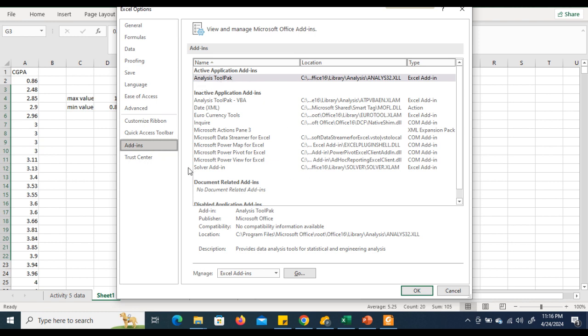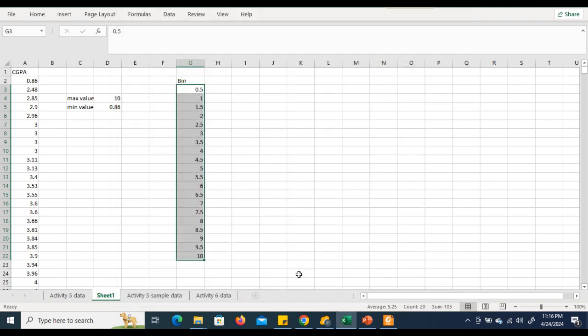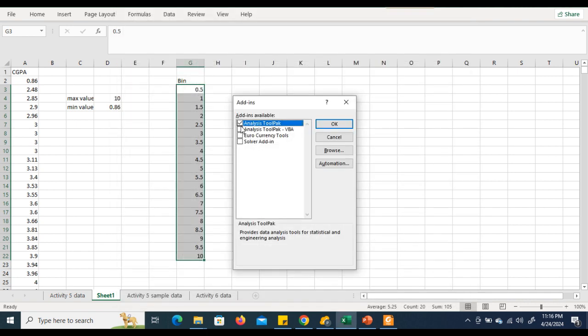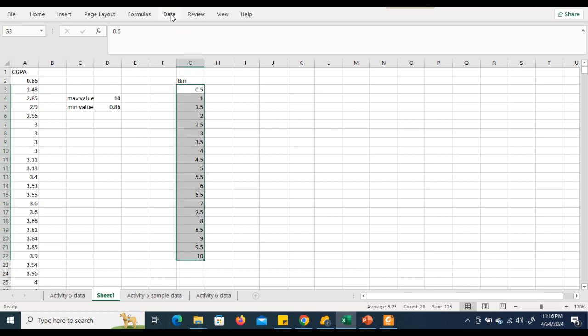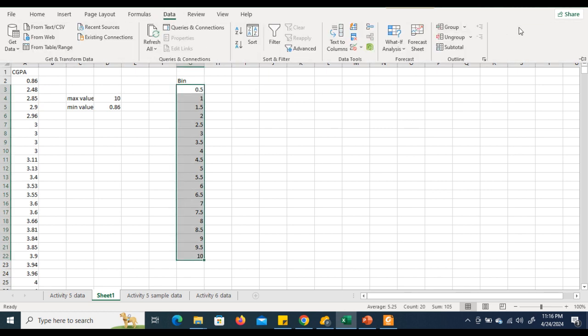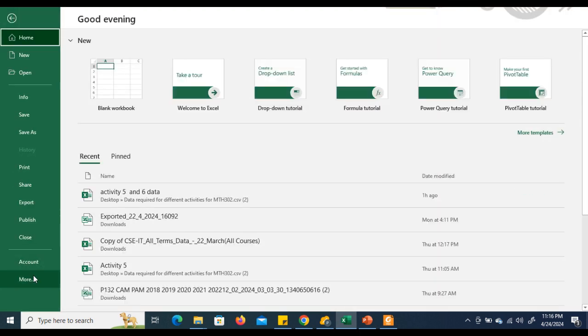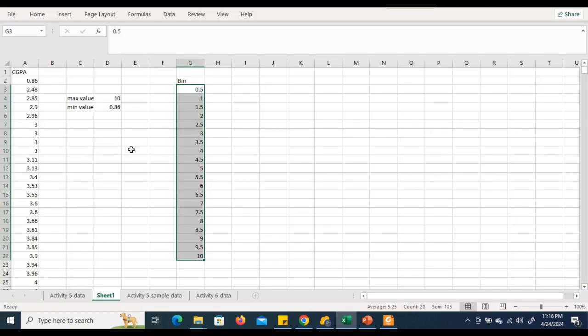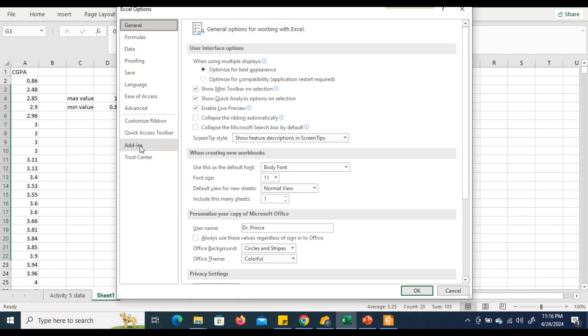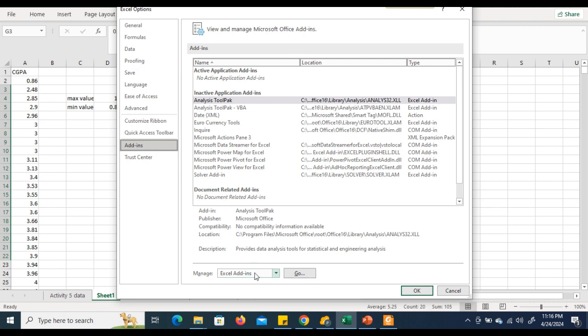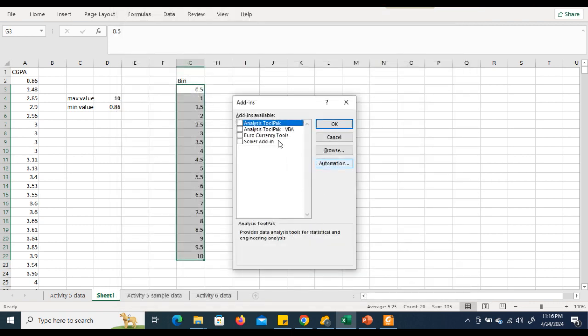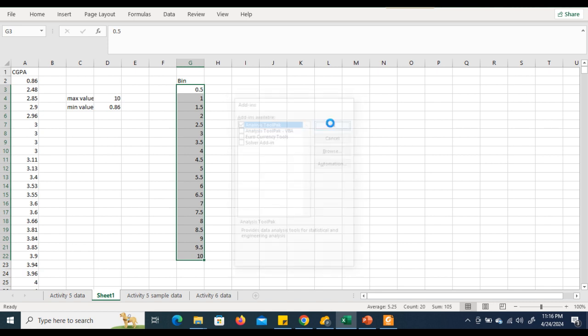So how do we add this option? For that we click on the Go option and then click on this Analysis ToolPak option. For example, if I untick this one and then click on the Data option, you will find that the Data Analysis option is not there, right? So how do I add this option? I go to Options, then Add-ins, choose Go, then tick Analysis ToolPak, and OK.